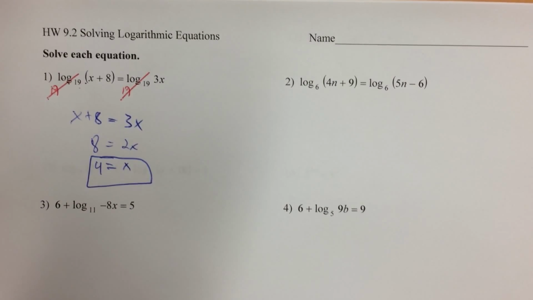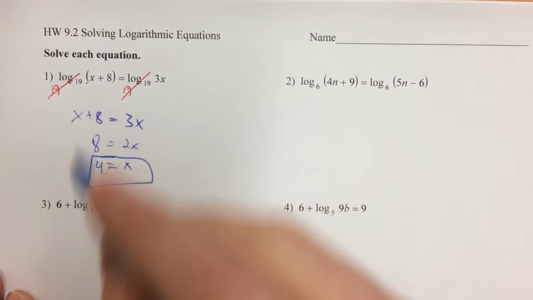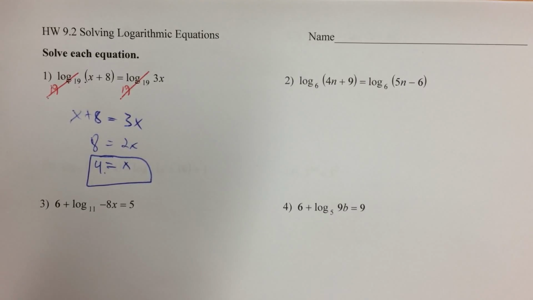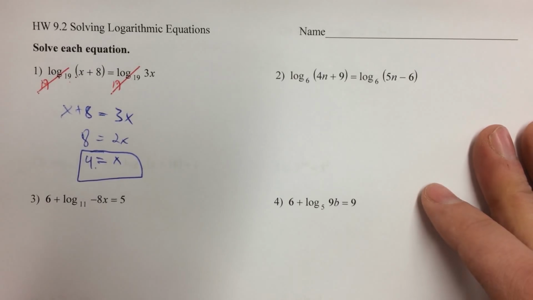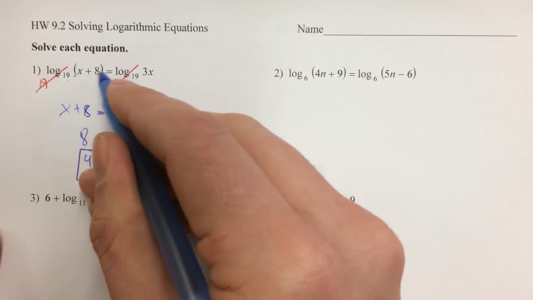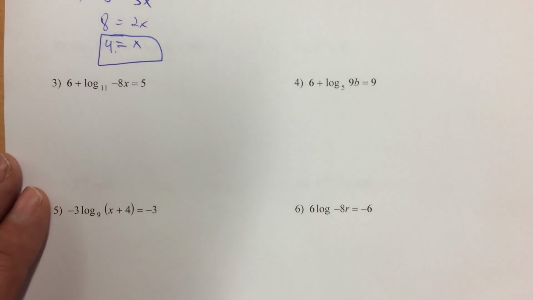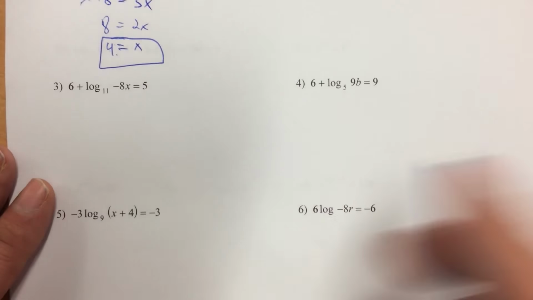Cool. We need to make sure that that answer doesn't make the inside of the log negative, because if it makes the inside of the log negative or 0, it's undefined. In this case, we don't need to check anything else, just make sure it's not negative. So 4 plus 8 is 12, not negative. Great. Number 3 I'll do, and then we'll move on to another type.